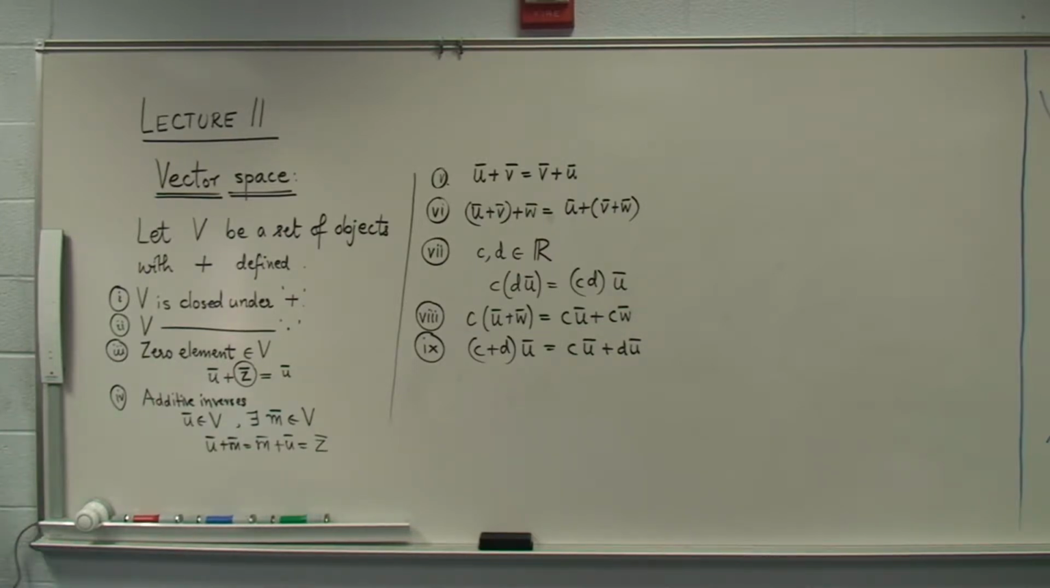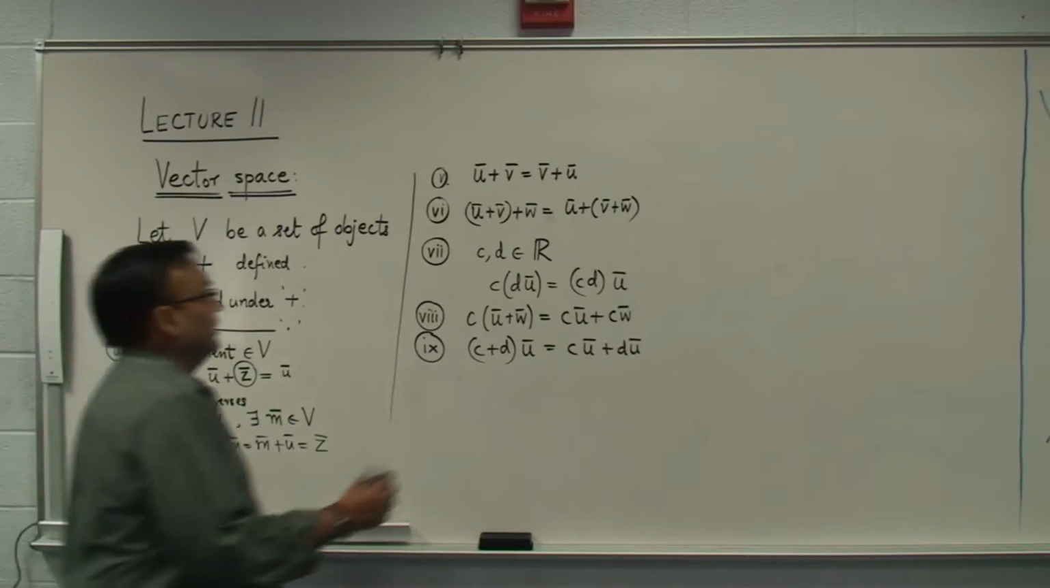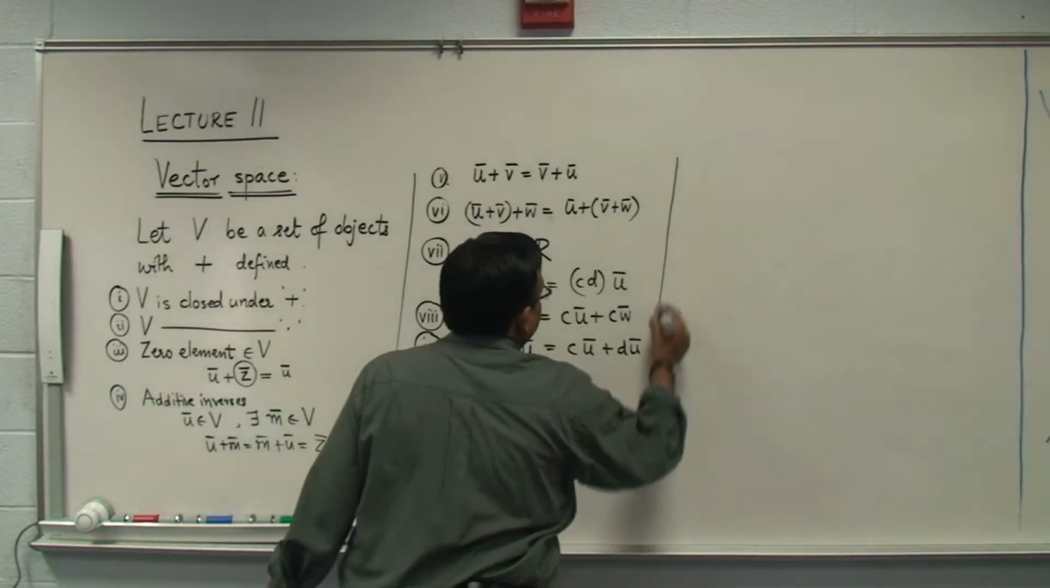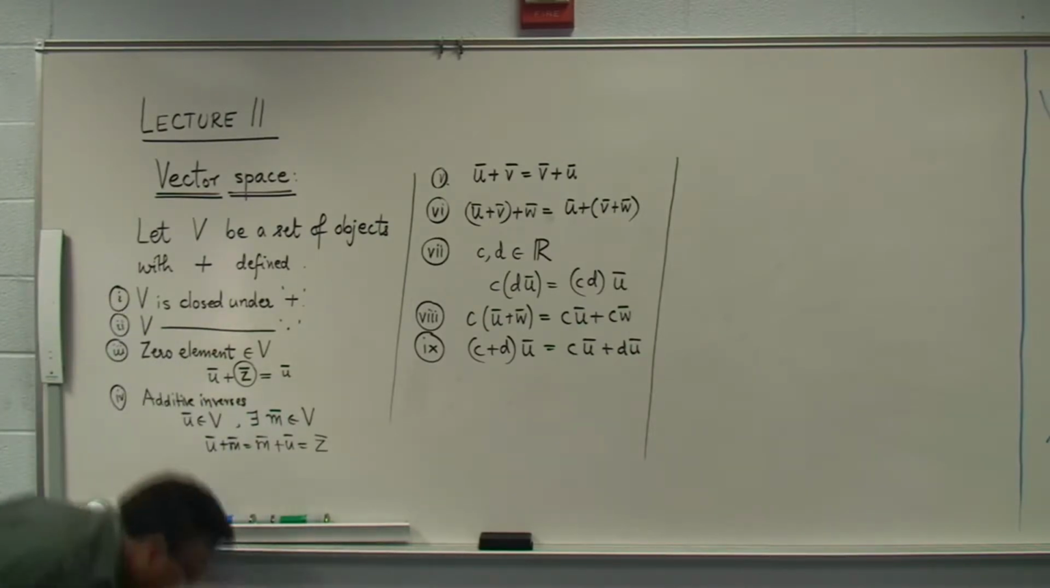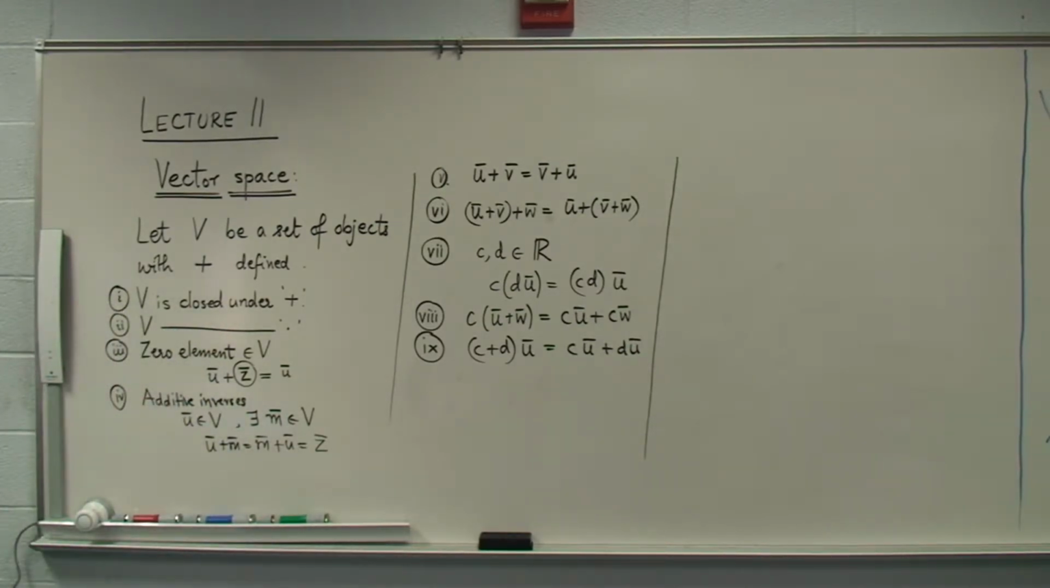There's a list of about 10 or 11 of them. Well, I have written almost 9 of them already. So the remaining 2 you can see. And whatever space satisfies all these axioms, we will call a vector space. So that would be the general way of looking at a vector space.